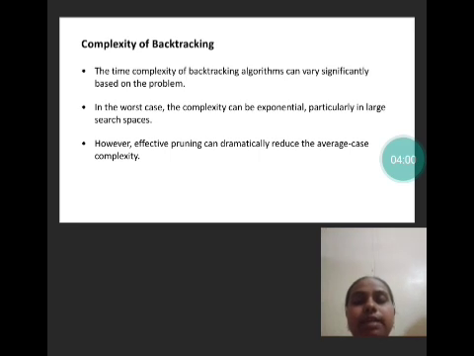Complexity of backtracking. The time complexity of a backtracking algorithm can vary significantly based on the problem. In the worst case, the complexity can be exponential, particularly in large search spaces. However, effective pruning can dramatically reduce the average case complexity.